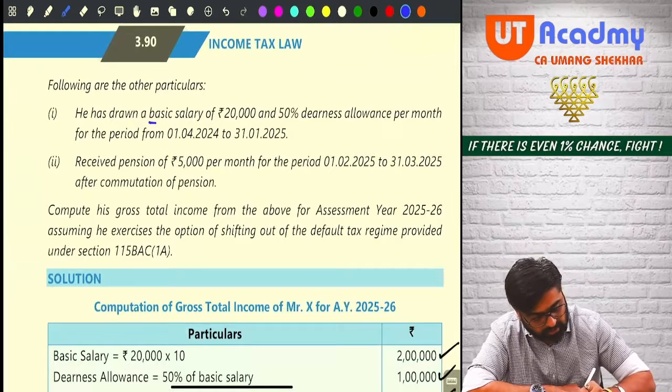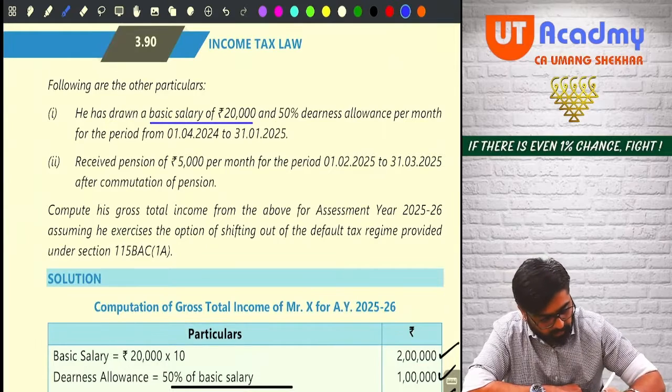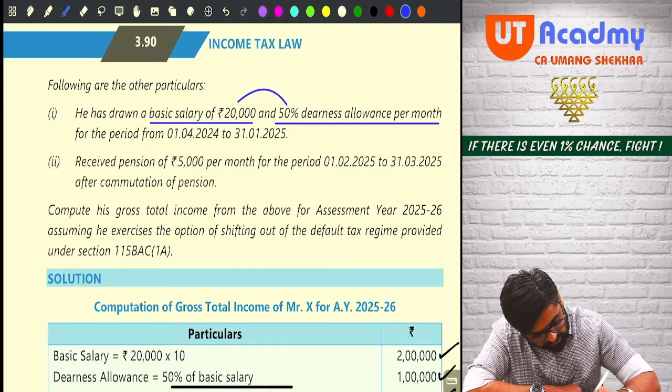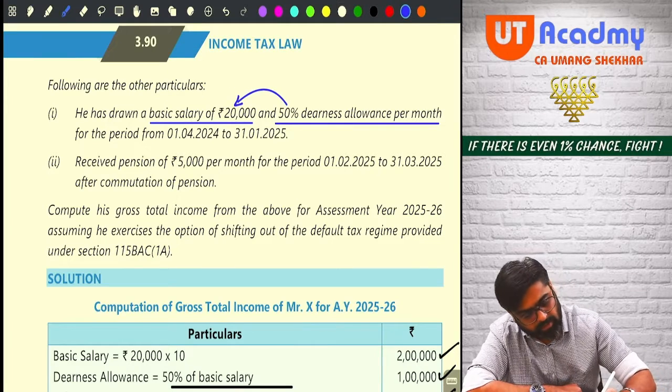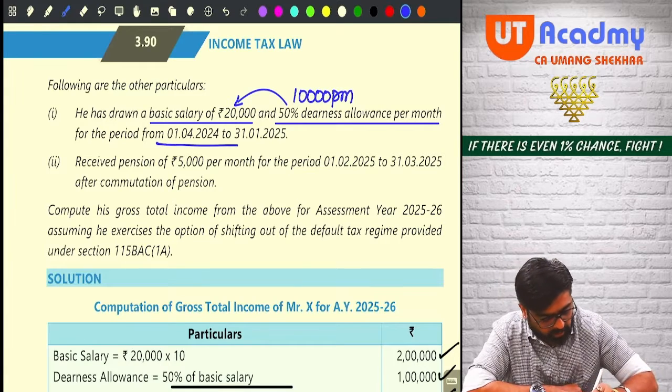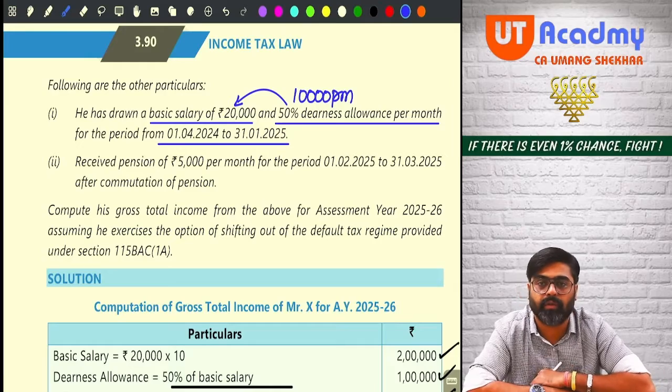He is receiving basic salary of 20,000 and 50% DA per month, meaning that 50% of this basic only he is getting as DA. Okay, so 50% will be 10,000 per month, for the period from 1st April 2024 to 31st January 2025.